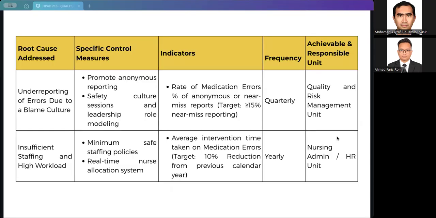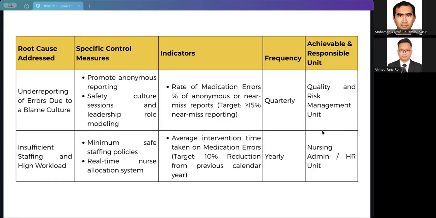The indicators here would be the rate of medication errors and the percentage of anonymous or near miss reports, in which the target would be more than or equal to 15% of near miss reporting. And those who are responsible for this will be the quality and the risk management unit. And lastly, we would need to highlight our goal for the average intervention.